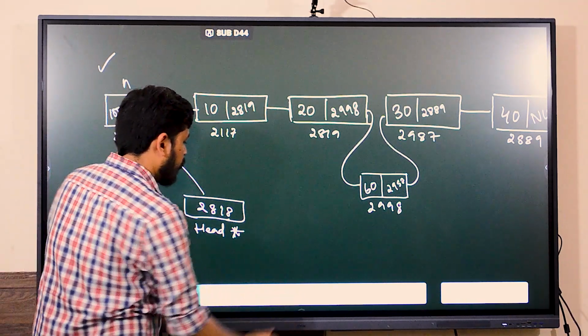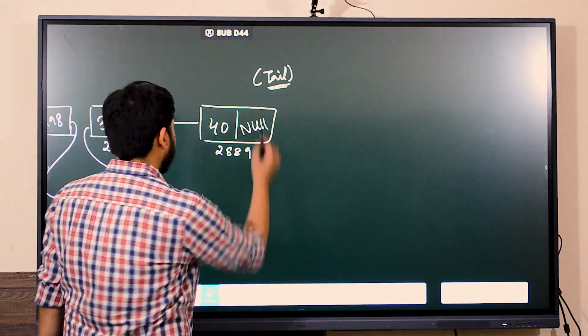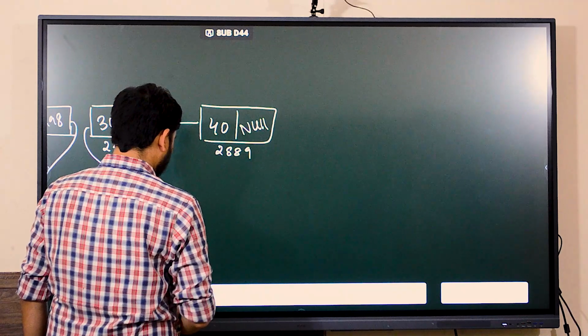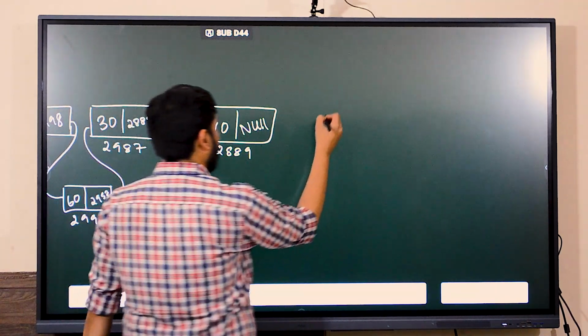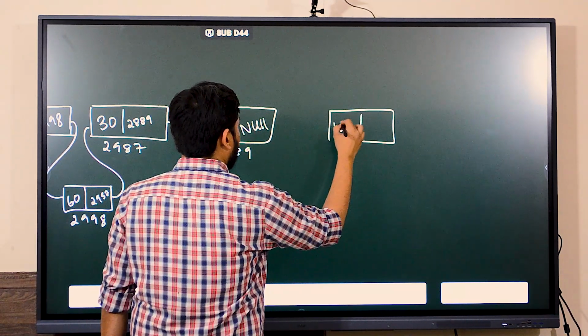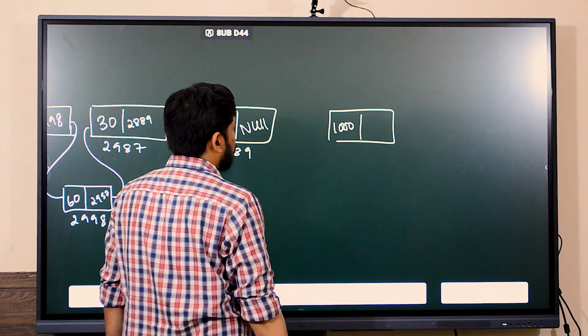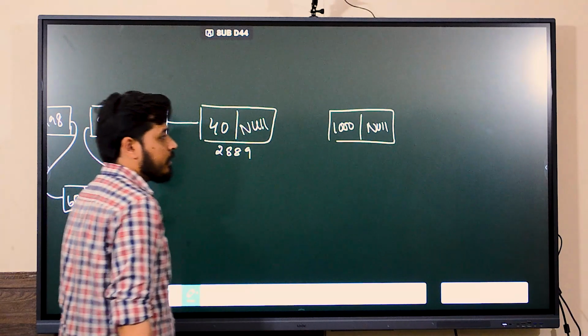Let's say you want to do insert at tail. That means you need to do the insertion at the end. In that case, you will go to the last node. From the head node, you will come to the last node, and then you will create the node here. Let's say the data you need to add is 1000. The new node's next will already be null by default.